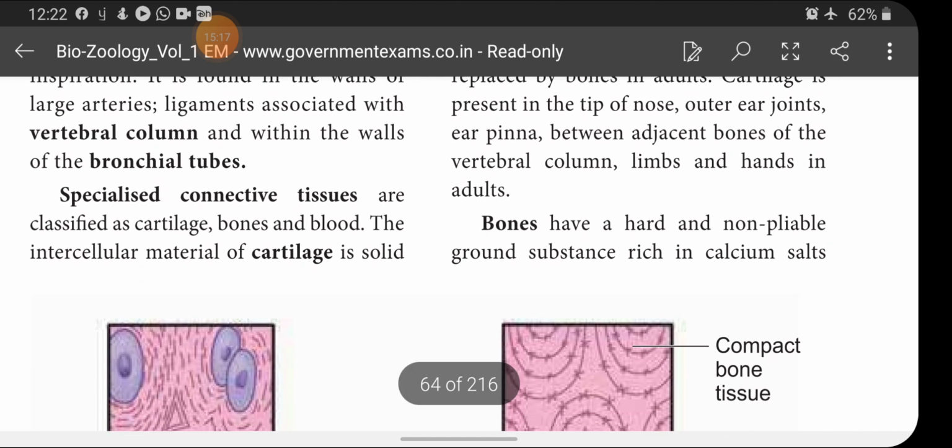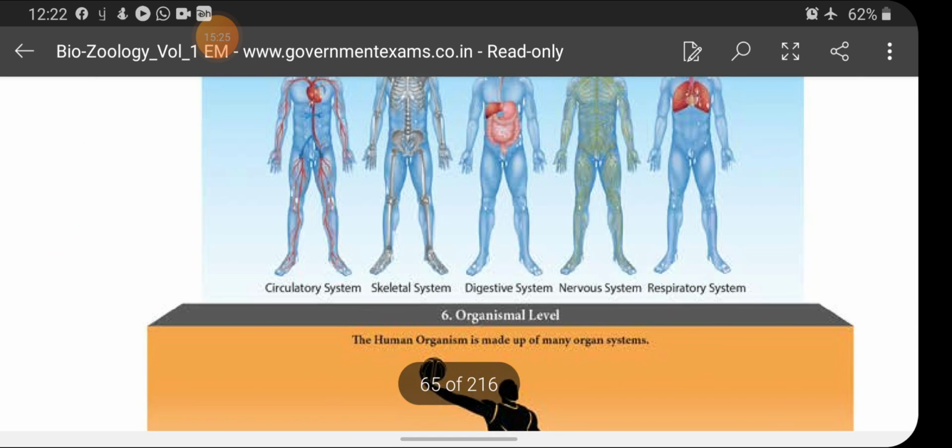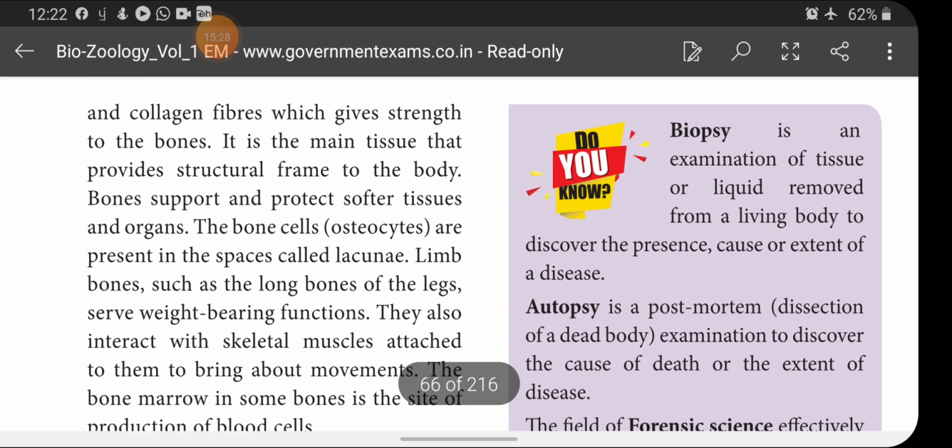Next, bone. Bone has a hard and non-pliable ground substance rich in calcium salts and collagen fibers. So collagen fibers and calcium are present more in the bones, which gives strength to the bones. It is the main tissue that provides the structural frame to the body. Bones support and protect softer tissues and organs, and the bone cells are called osteocytes, which are present in spaces called lacunae. Limb bones, such as the long bones of the legs, have a weight bearing function.